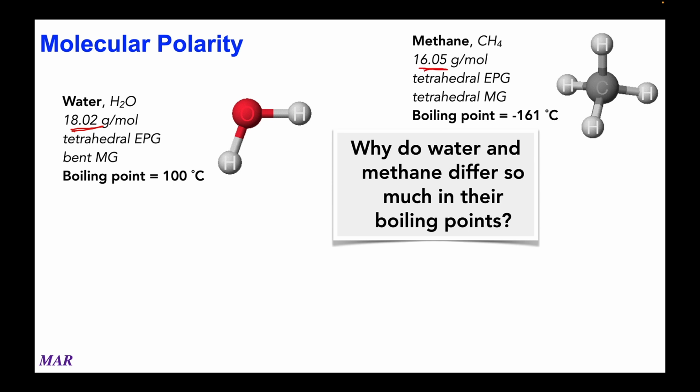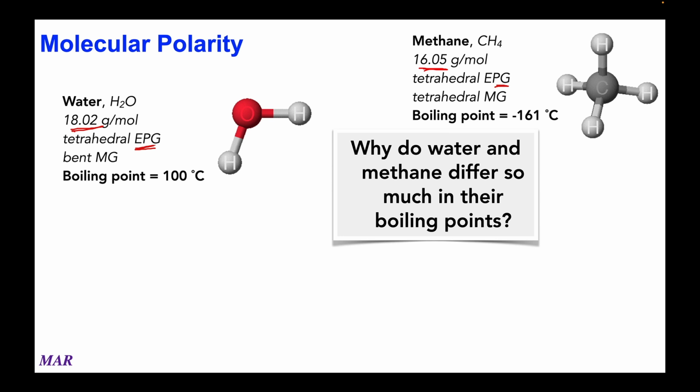So for water, if you add up two H's and an O on the periodic table, you get 18.02 grams per mole. If you add up a carbon and four hydrogens on the periodic table, 16.05 grams per mole. So almost the same number. They have similar geometries. Electron pair geometry is tetrahedral in both, although water is bent molecular geometry. CH4, that doesn't have any lone pairs, would also have tetrahedral molecular geometries.